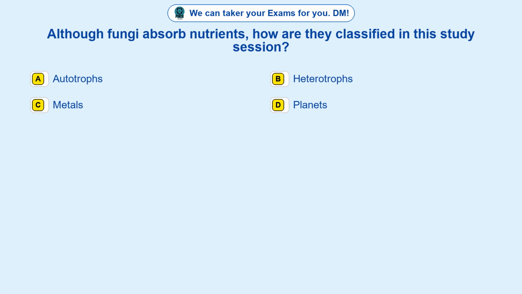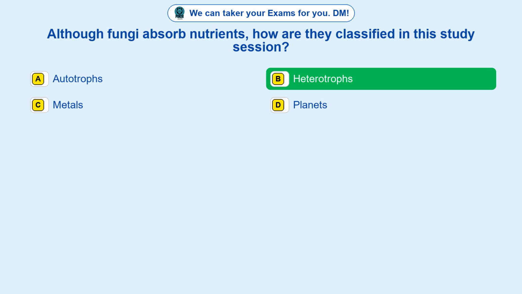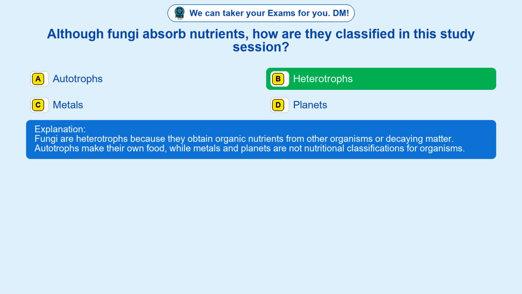Question 21. Although fungi absorb nutrients, how are they classified in this study session? Option A. Autotrophs. Option B. Heterotrophs. Option C. Metals. Option D. Planets. The correct answer is option B. Heterotrophs. Fungi are heterotrophs because they obtain organic nutrients from other organisms or decaying matter. Autotrophs make their own food, while metals and planets are not nutritional classifications for organisms.